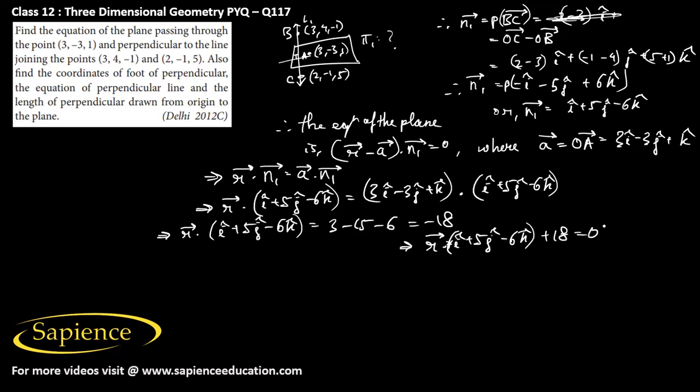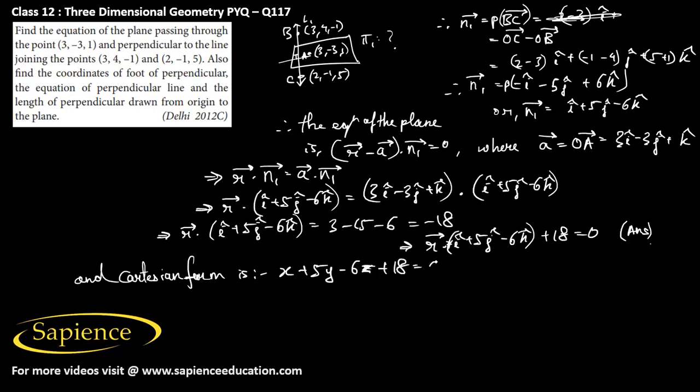And so this is the required vector equation of the plane, and in the Cartesian form we can write it as x + 5y - 6z + 18 equal to 0. So this is the required Cartesian form of the plane.